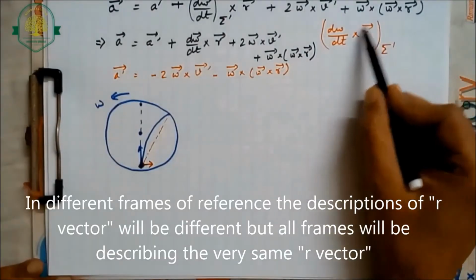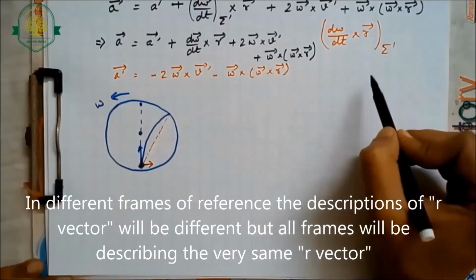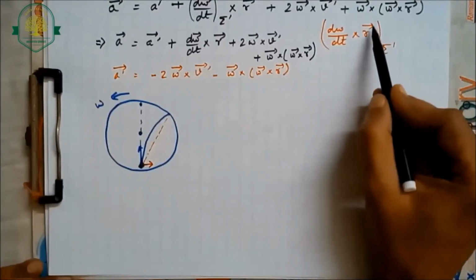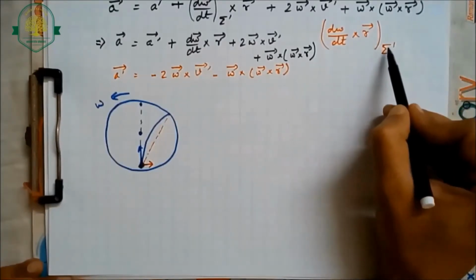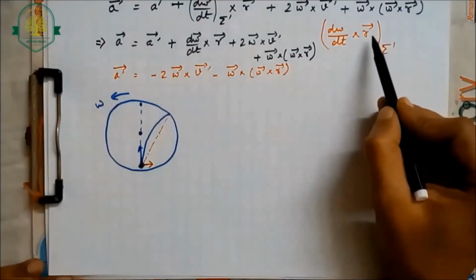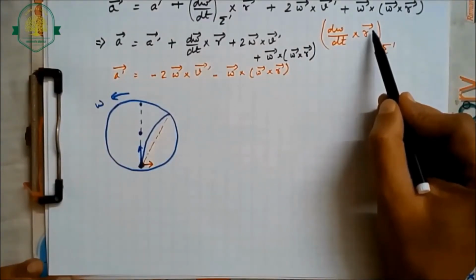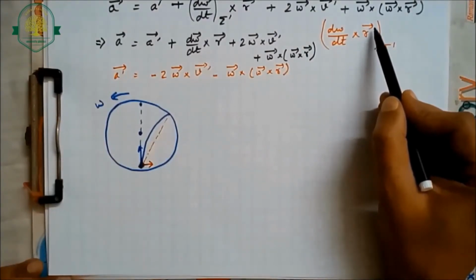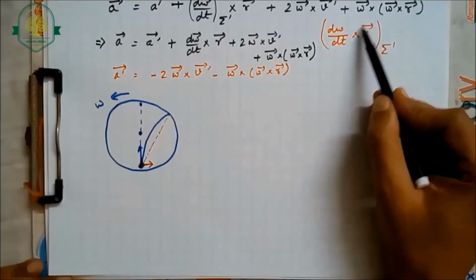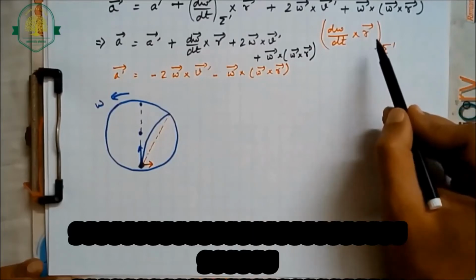R vector is the position vector as seen from the unprimed frame of reference. So it's a bit redundant to write sigma prime beneath R vector. All frames of reference agree that the position vector as seen from the unprimed frame of reference is the R vector. So there is no ambiguity about that.